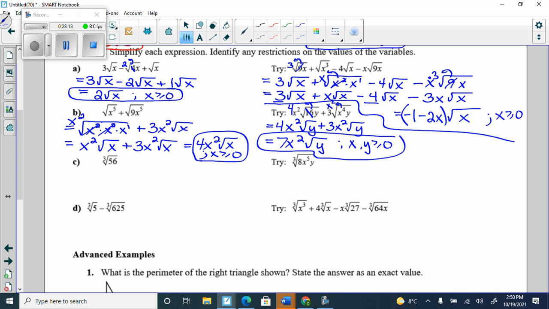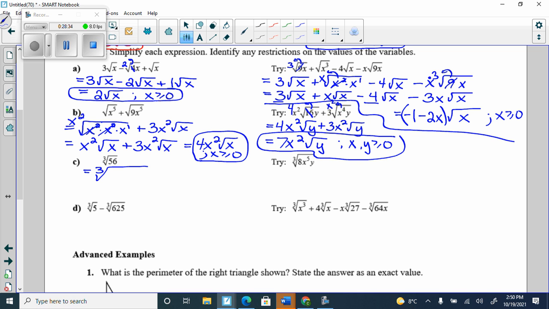Okay, cube roots. Cube root of 56. What can I break it down into? 27 and 2? That's not true. 4 and 7. That's not helpful. 4 and 7, that's 28. I just skipped the steps. Sorry. 8 and 7. There we go.